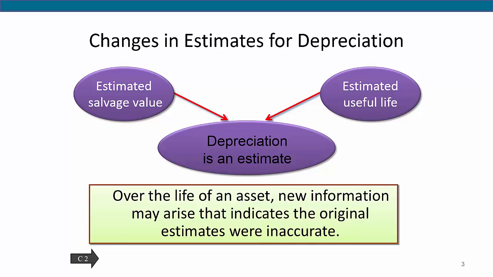Depreciation is based on estimates of salvage value and useful life. During the useful life of an asset, we may get new information and decide that our estimates are inaccurate. If our estimate of an asset's useful life and/or the salvage value changes, what should we do? The answer is to use the new estimate to compute depreciation for current and future periods. In other words, we only change depreciation going forward. We never restate prior periods for changes in estimates. This means that we revise the depreciation expense computation by spreading the cost yet to be depreciated over the remaining useful life.